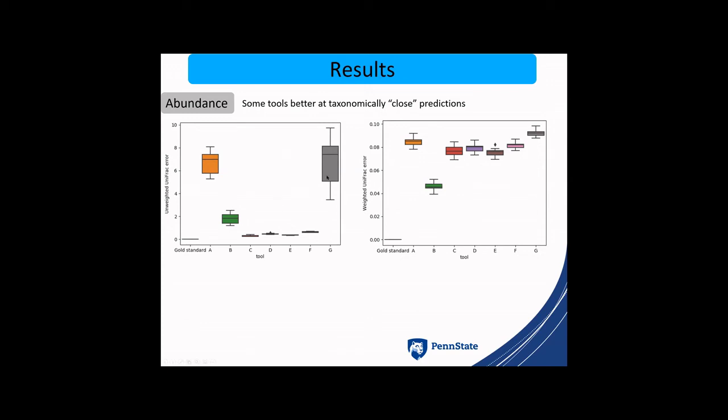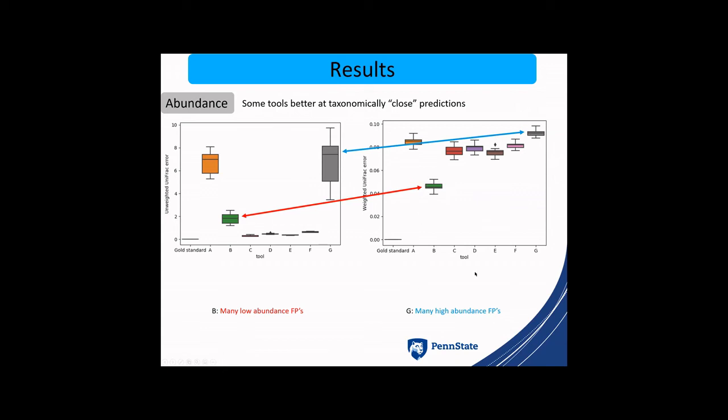So tools A, B, and C here are doing very poorly. But interestingly, for the weighted UniFrac over here, where lower is better, we have something really interesting going on. This tool B, which is doing very poorly for unweighted, is doing quite well, actually the best out of all tools, for the weighted UniFrac. And the reason for this is it has many low abundance false positives. On the contrary, if you compare this tool G, which does poorly in both unweighted and weighted here, that means it has many high abundance false positives.